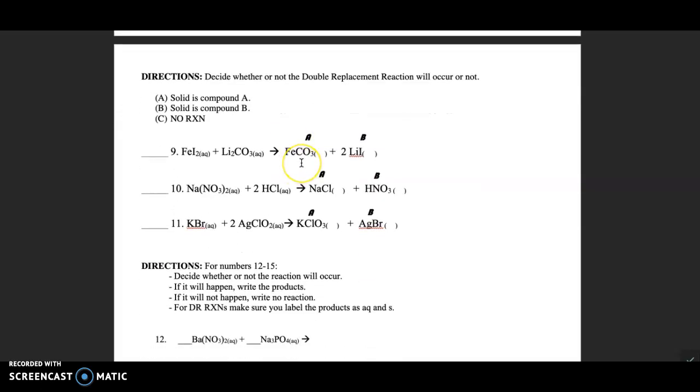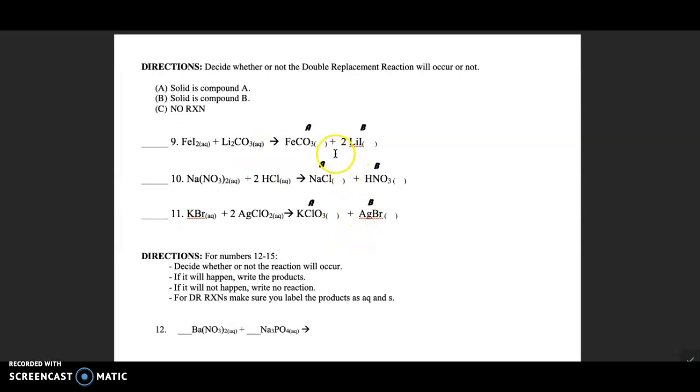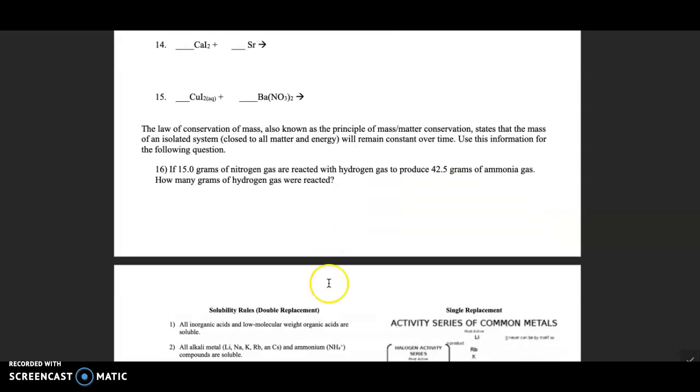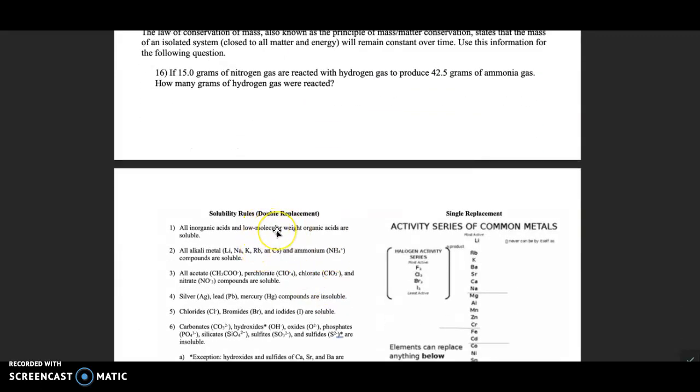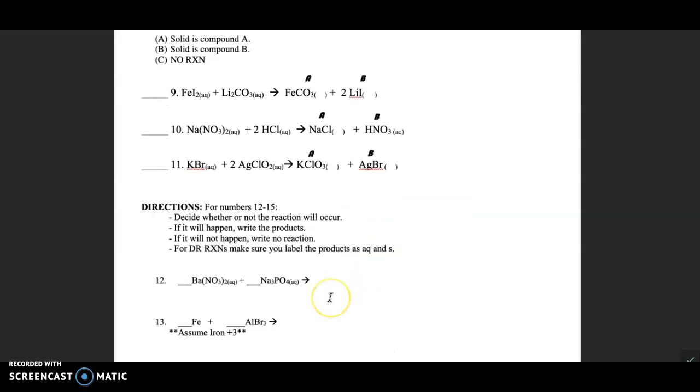Next one, either my compound is going to be A, this first compound, B, that compound, or C, both are going to be aqueous. So I have to use my solubility rules. Okay, so first rule says that all acids are soluble. Anything that starts with H for us is going to be soluble. So this one is going to be AQ, and that's my only acid here.